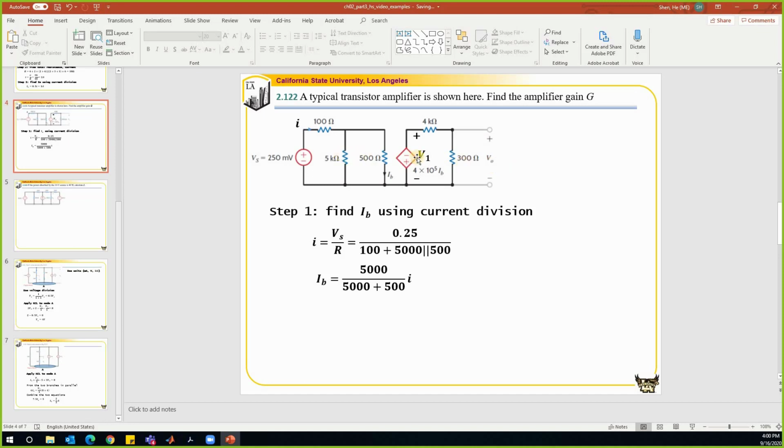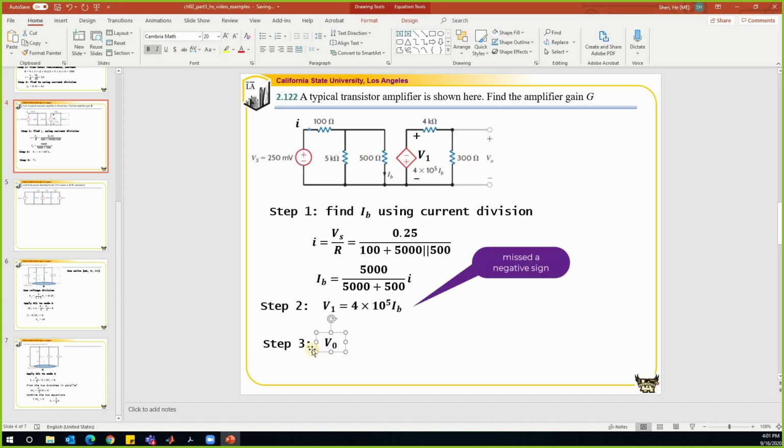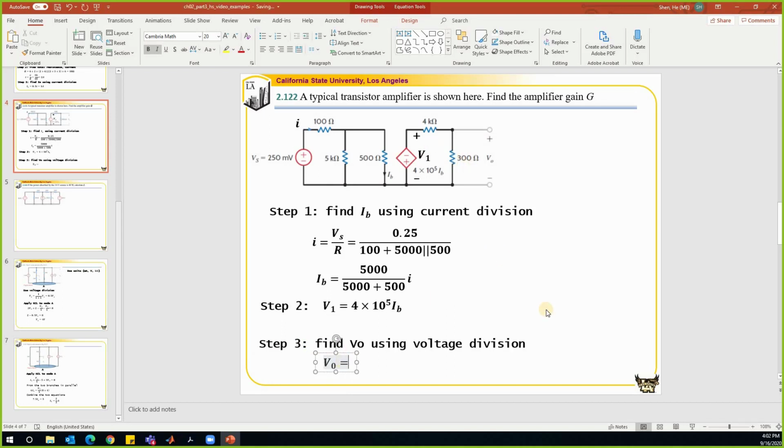And then VO will be part of V1. So find VO using the voltage division. So VO is equal to 300 over the total resistance, which is 4K and 300, so that is 4,000 plus 300, times the total voltage, which is V1. So this is how we find VO. Once we find VO, the amplification gain is equal to VO over VS.